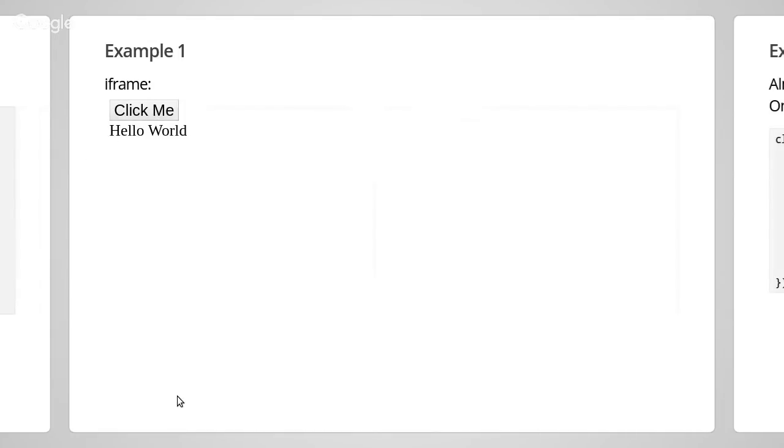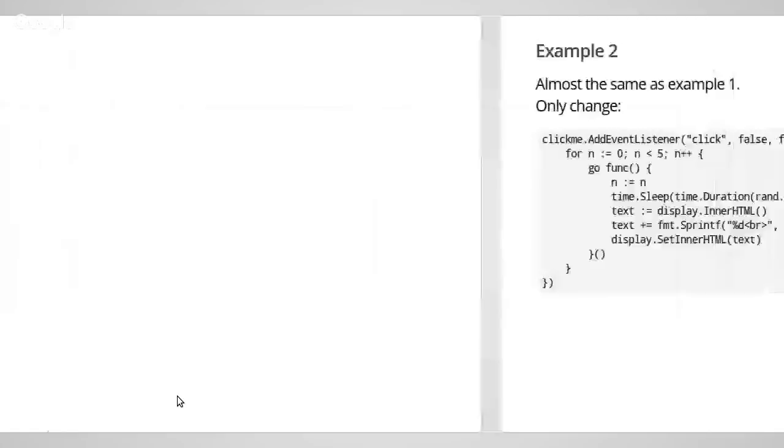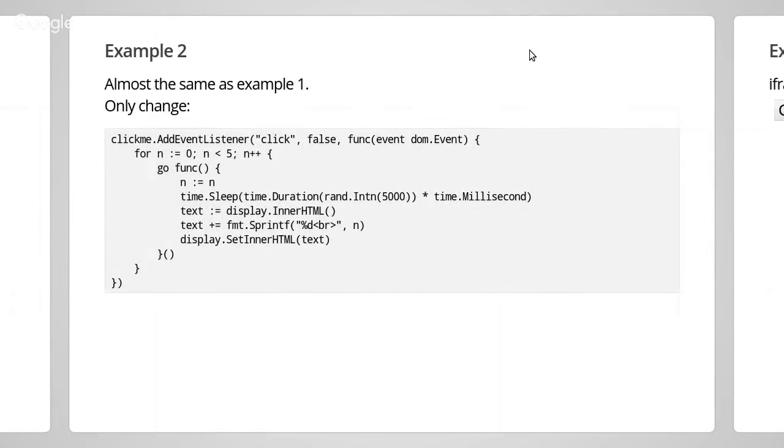Okay, but this is very simple and maybe a little bit boring. Let's do something more interesting. For the second example, keep everything the same, but change the code in the event listener. Instead of just setting some text, let's actually spin up some Go routines. Yeah, you heard me right. We are going to run Go routines in JavaScript.